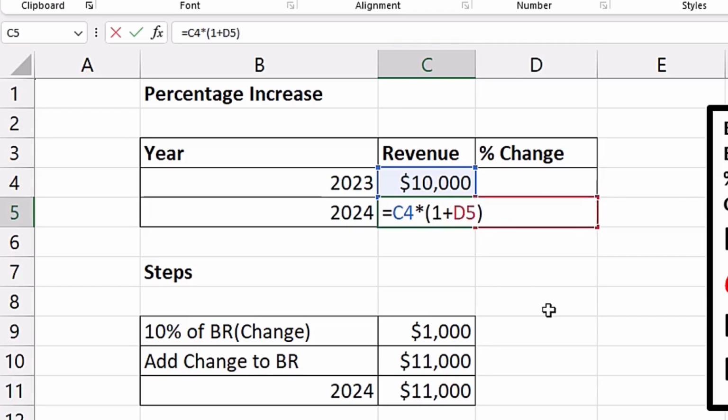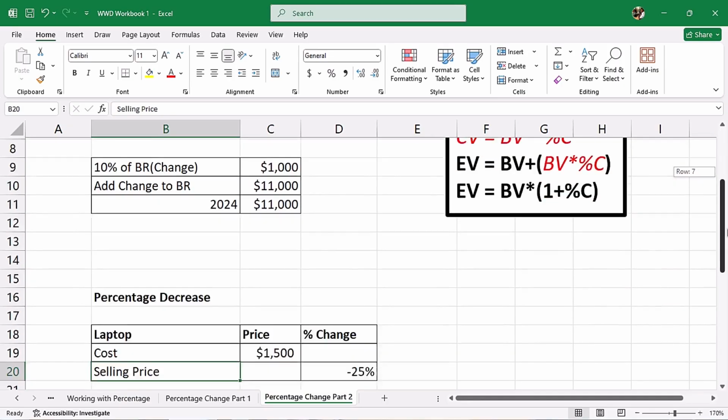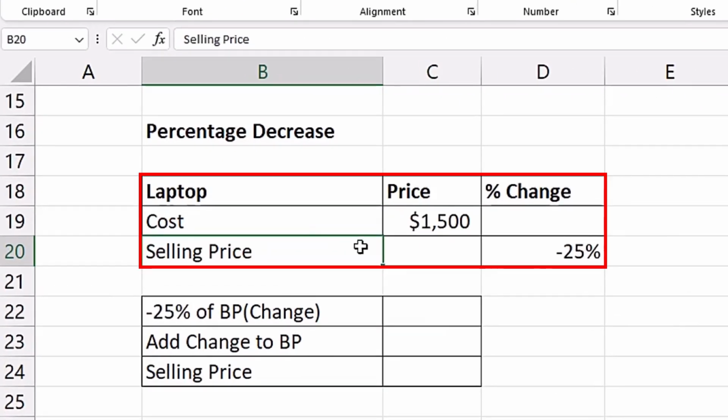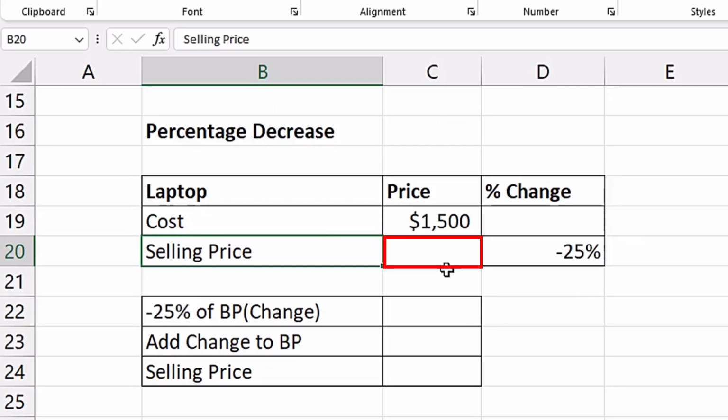When I close my bracket and hit enter, you can see it's also giving us $11,000, like the one we have done below here using these two steps. So let's scroll down and we also see percentage decrease. Here the laptop costs $1,500 and its price decreased by 25%. So what is that exact price?